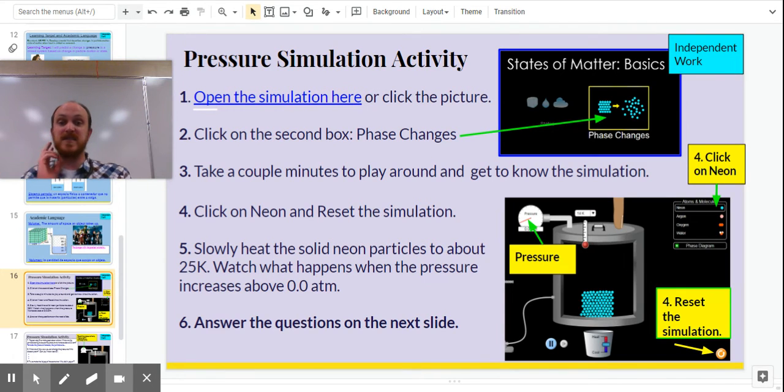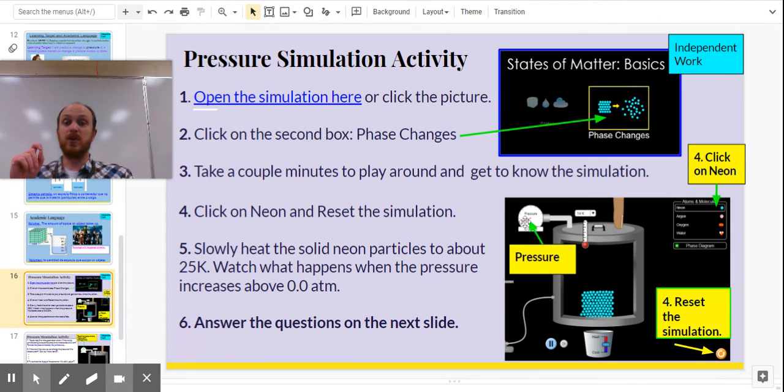For this first part of your independent work that is actively doing something, you're going to click here and open this simulation, or click here. It's the same thing. You're going to click this phase change box, take a couple minutes to play around, and then click on neon and reset. Slowly heat the solid particles to about 25 Kelvin. You can see the temperature up here. That's temperature. I should label that. What happens when the pressure increases above 0?